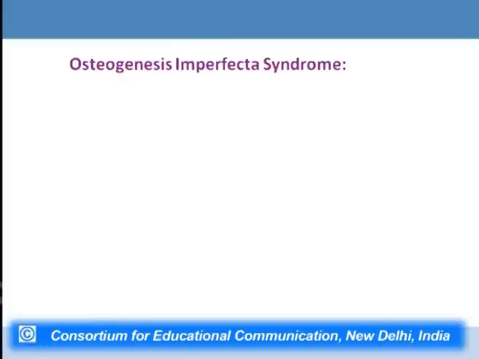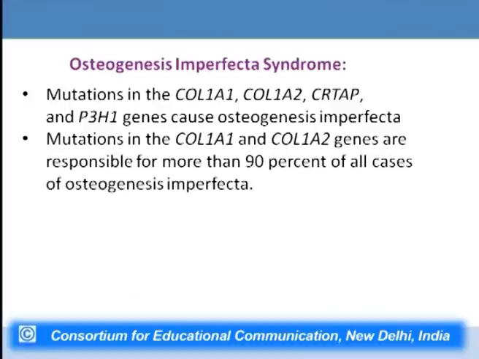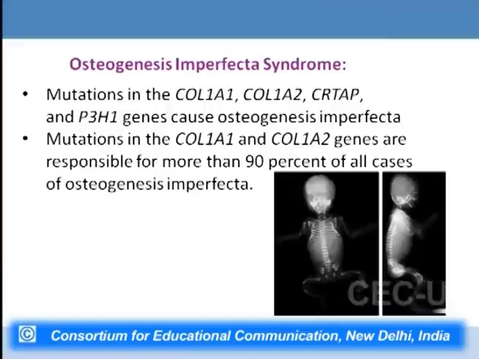Another example of a monogenic disorder is Osteogenesis imperfecta. Now, Osteogenesis imperfecta is caused because of mutation in the COL1A1, COL1A2, CRTAP and P3H1 genes. Now, mutations in the COL1A1 and COL1A2 genes are responsible for more than 90% of all the cases, because these genes lead to formation of collagen, which is again a very important protein required for connective tissue formation.